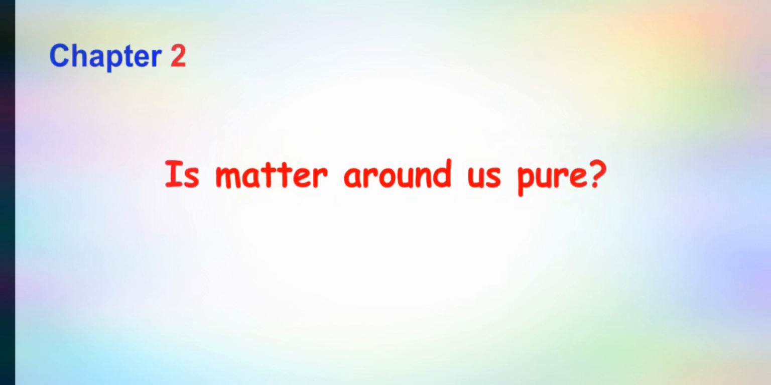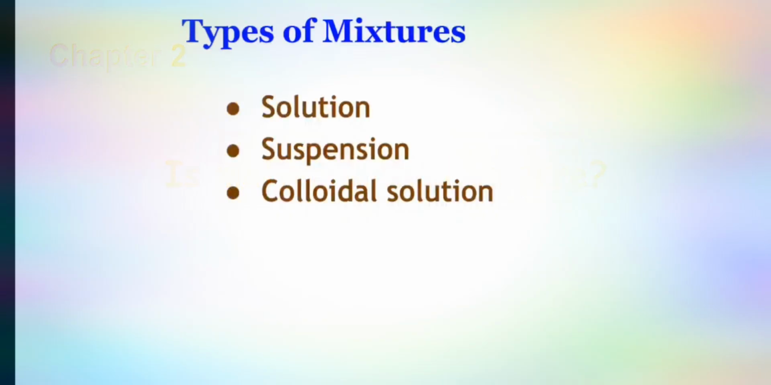Today, let us discuss chapter 2, Is Matter Around Us Pure? See, children, when we look around us, we can see almost all substances exist in the form of mixtures. Types of mixtures: depending upon the nature of the components, there are many types of mixtures. Solution, suspension, colloidal solution. Let's see the difference between solution, suspension and colloidal solution.